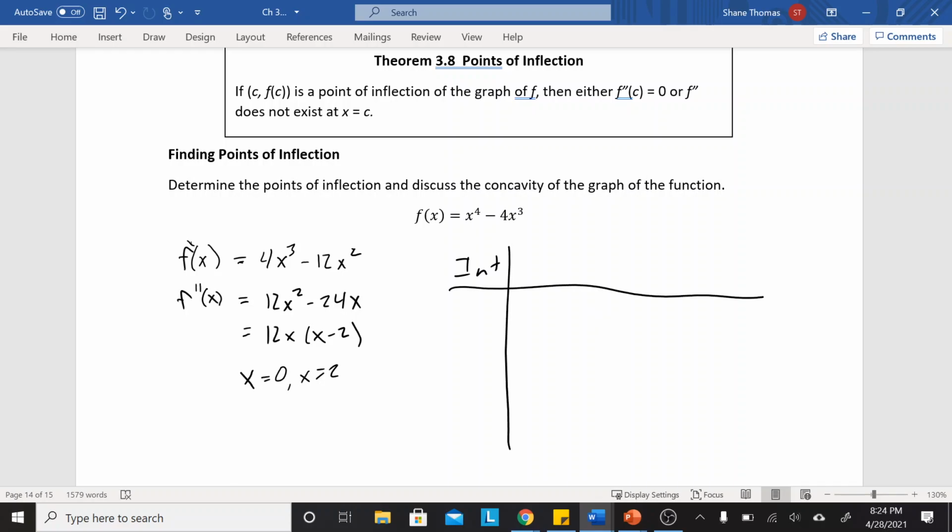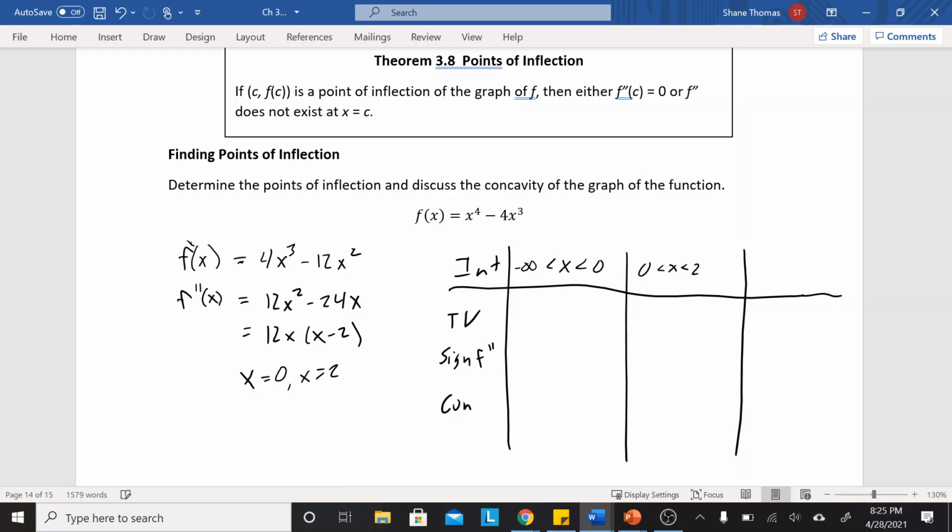All right, interval, test value, sign of f double prime, and then whatever we decide there. So we're going to have negative infinity to 0, we're going to have 0 to 2, and we're going to have 2 to infinity. All right, so let's use the points. x is -1. Here we put in x is 1. Here we'll put, I don't know, let's go 3. All right, so put this stuff into f double prime. So put it into our function right here.